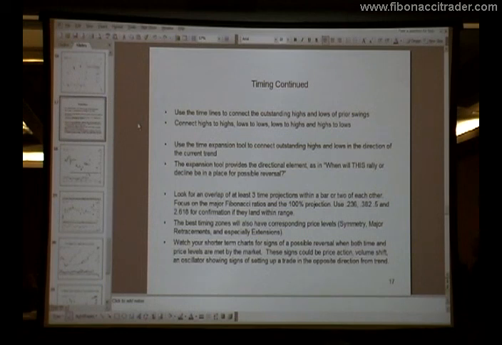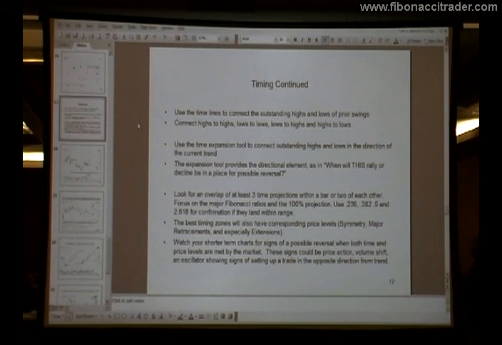Look for an overlap of at least 3 time projections within a bar or two of each other. Focus on the major Fibonacci ratios and the 100% projection, which is what I'm saying, the bar counting. 0.236, 0.382, 0.5, 2.618, only for confirmation. You would not value a 0.5 on its own.